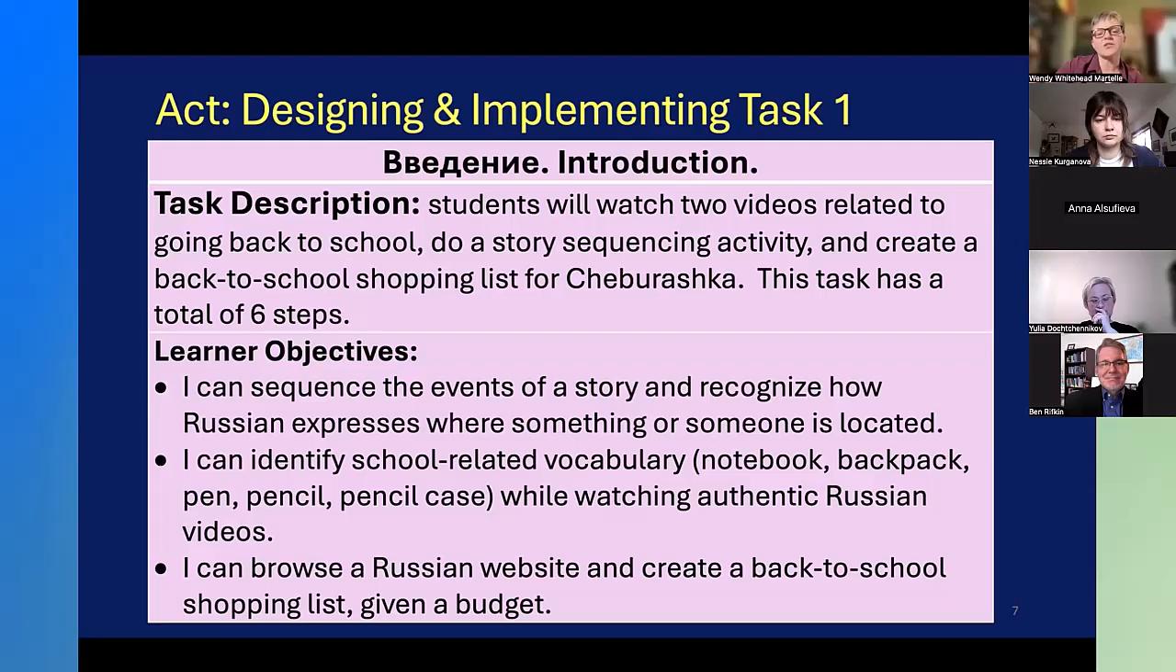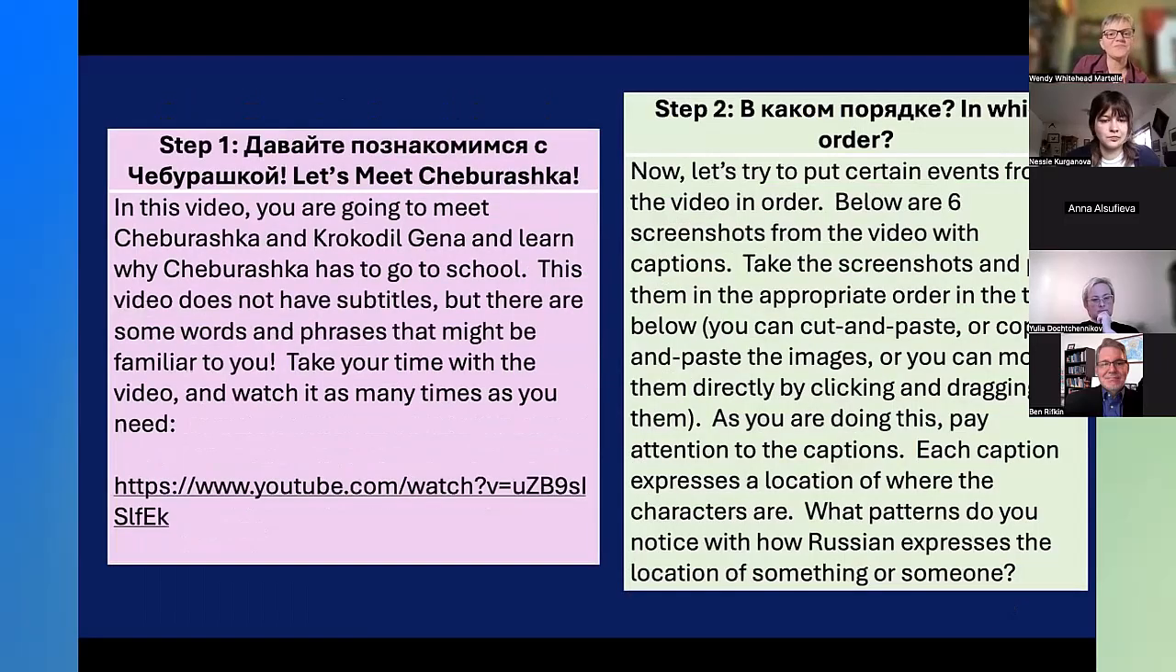So what you're seeing on the screen is exactly what the students see as their assignment: sequencing stories, identifying school-related vocabulary, and browsing a Russian website and creating a back to school shopping list. Okay, so step 1 is let's meet Cheburashka. They watch the video where Cheburashka has to go to school. It's a video that didn't have subtitles.